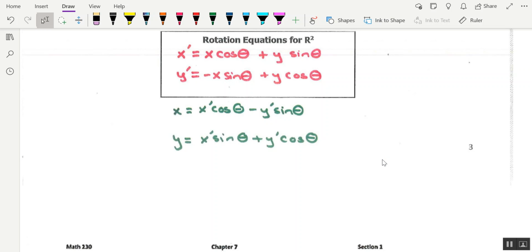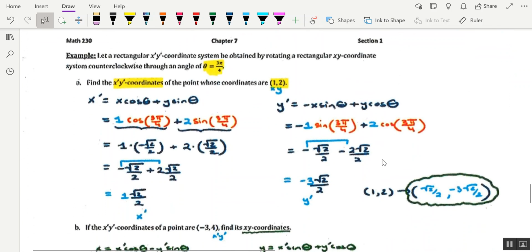First pair of formulas, the ones in the box, would help us convert the coordinates from an xy coordinate system to an x prime y prime coordinate system via a rotation by an angle theta. And then the pair of equations under the box takes you in the other direction. So given a pair of x prime y prime coordinates, we can use these formulas to come up with the original xy coordinates. So in part A, we went in one direction where we were provided the xy coordinates, and we were to figure the x prime y prime coordinates out.